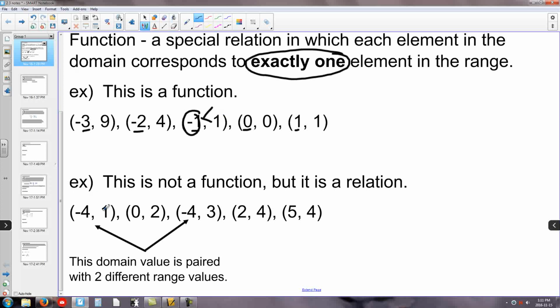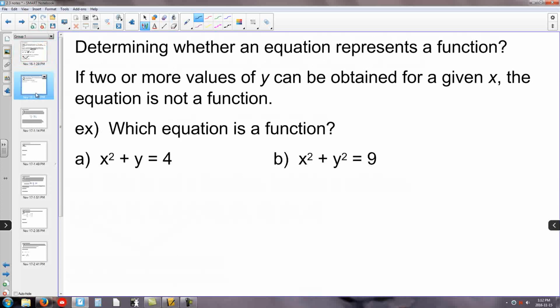Down in the second example, -4 goes to 1 or -4 goes to 3. The fact that there's a choice there at all means this is not a function because it's not perfectly predictable. We need to be able to guarantee the results of a function. When determining whether or not something is a function, there's a couple of different ways.